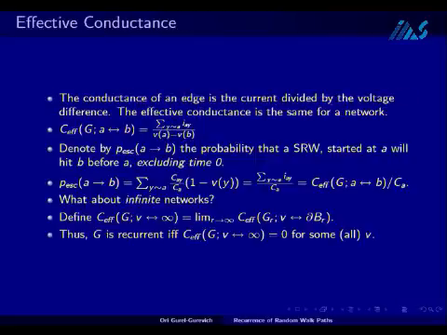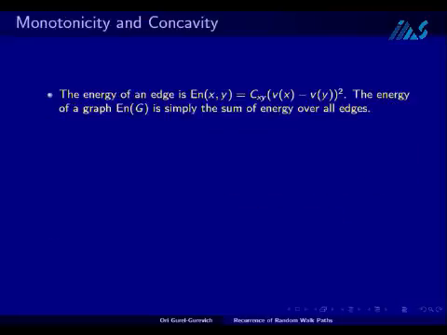Okay, so that's the first thing I stated about the connection between electric networks and simple random walk and recurrence. How do we show monotonicity and concavity, which we used to deduce theorem 1 from theorem 2 and theorem 2 from theorem 3? So we defined the notion of energy.